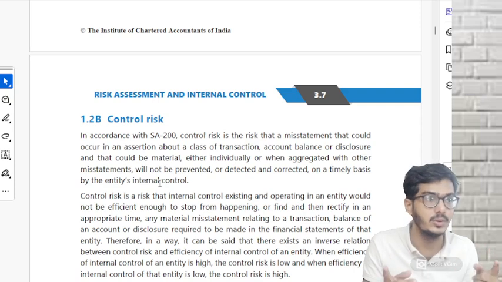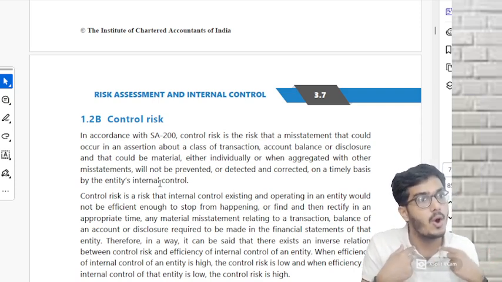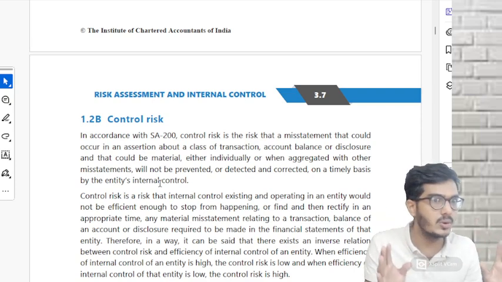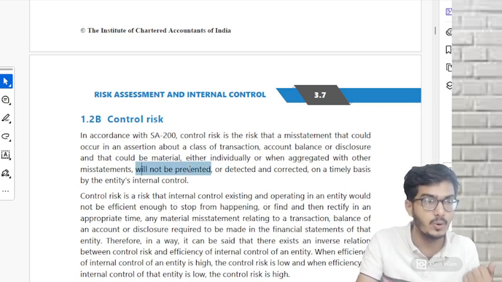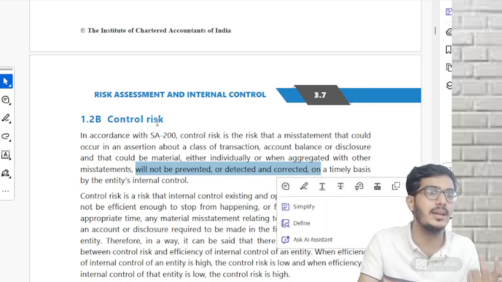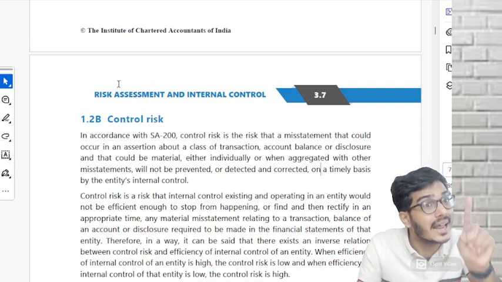Understood? MCQ: inherent risk and control risk are influenced by management. Detection risk is influenced by the auditor. Understood? Control risk, what is it? It is very simple. The controls which have been designed, implemented, and maintained by the management are not able to, or will not be able to, prevent, detect, and correct misstatements on a timely basis. That means controls have been designed, implemented, and maintained by the management, but they are not able to prevent or detect and correct on a timely basis.